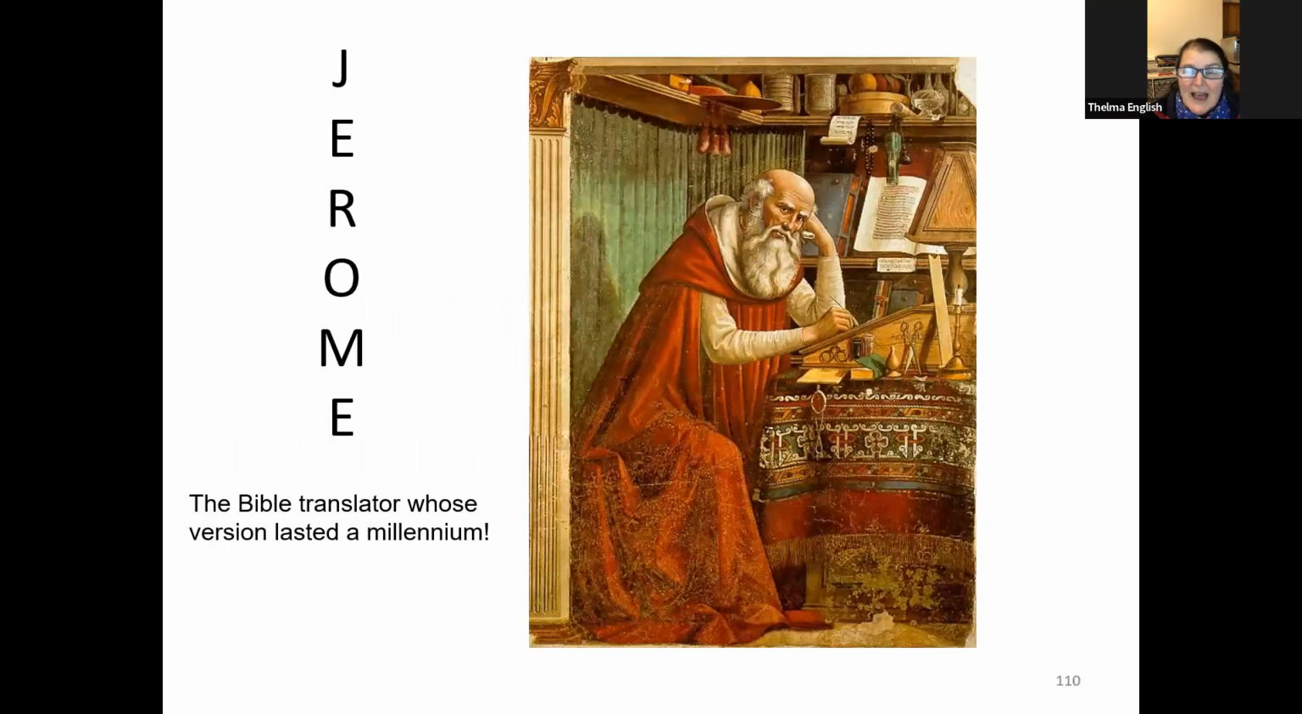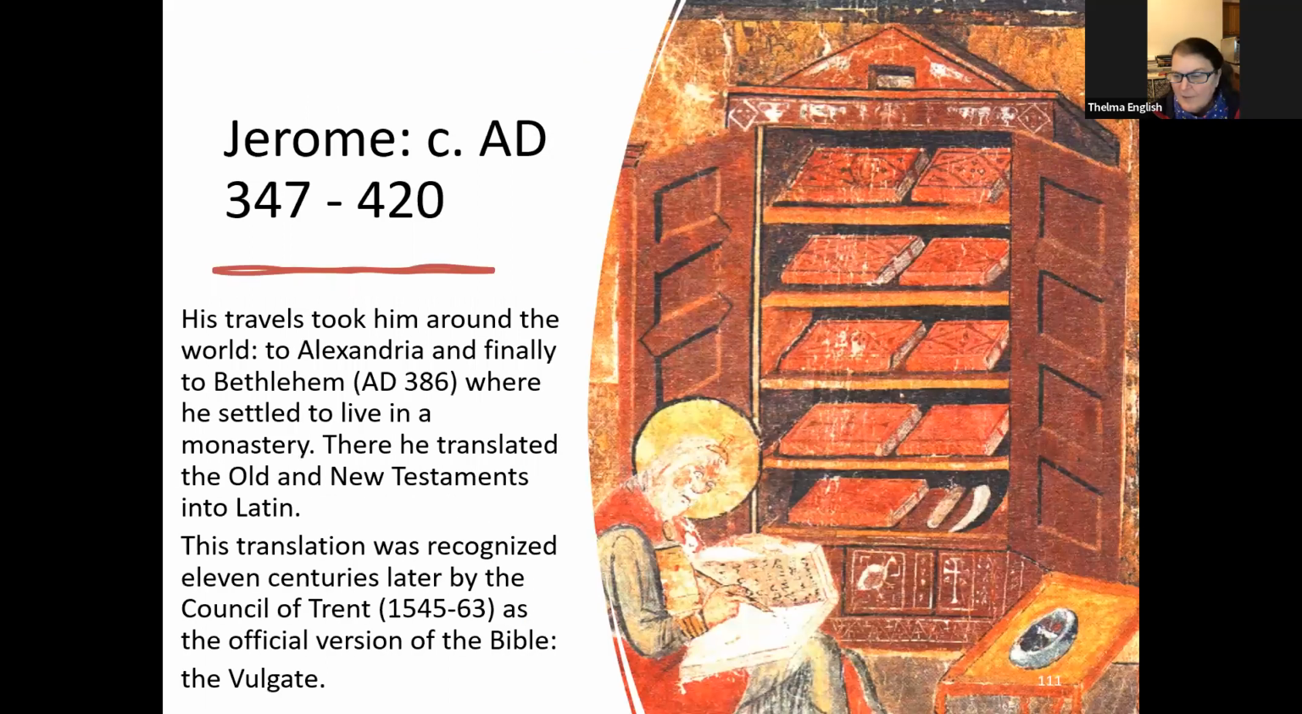And Jerome is the guy. He's the Bible translator whose version of the Bible, Latin, lasted for a millennium, 1,000 years. For 1,000 years, his version was the version. His travels took him around the world, to Alexandria and finally to Bethlehem, where he settled to live in a monastery. There he translated the Old and New Testaments into Latin. The story is quite long. I can only give you a few details, but this would be cool to look up in the library.